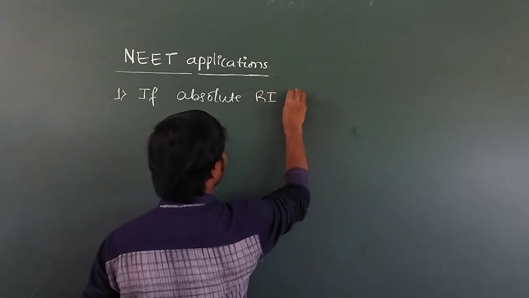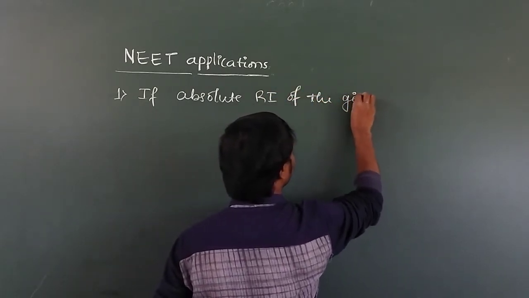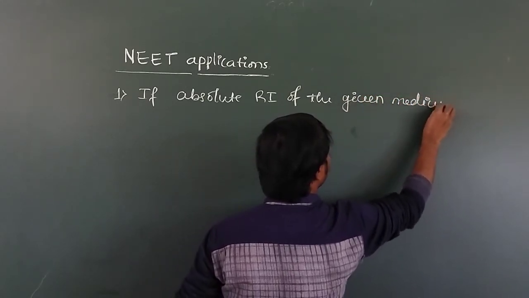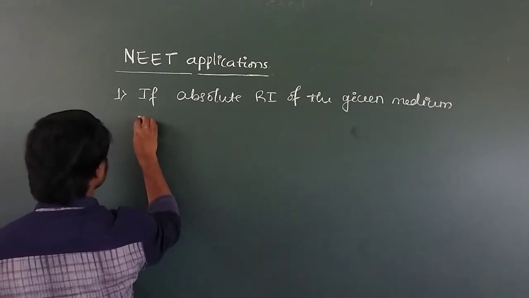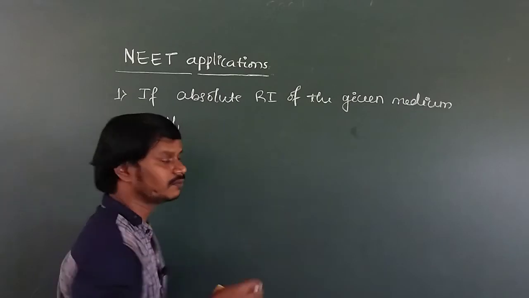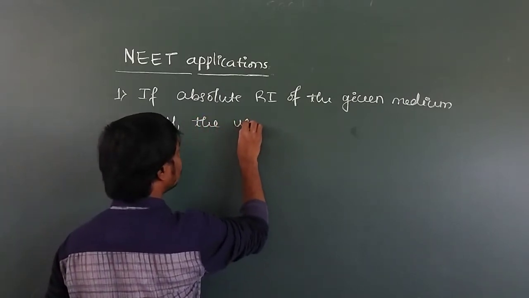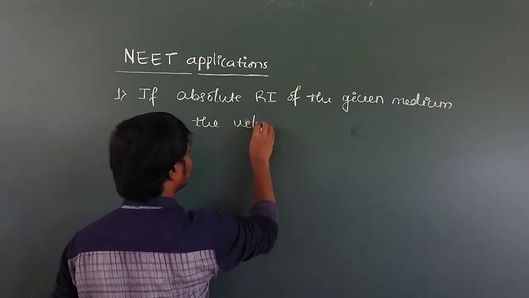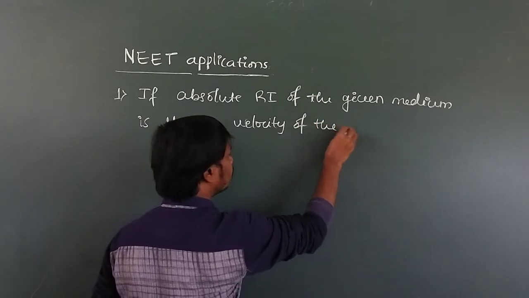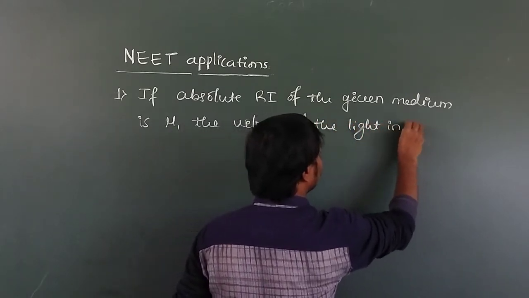If the absolute refractive index of the given medium is mu, then the speed of the light or the velocity of the light in the given medium.